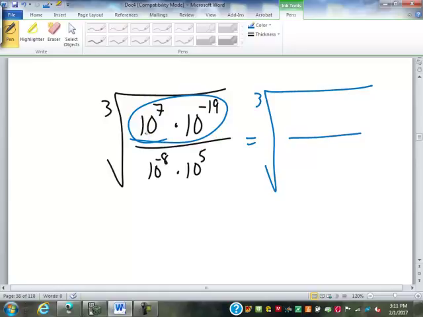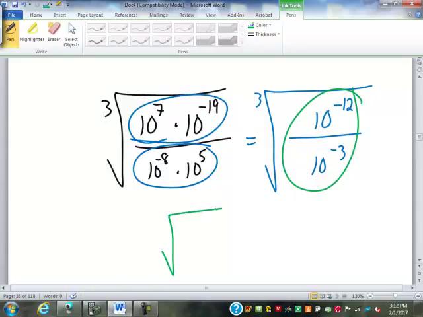Okay, guys, 10 to the 7th times 10 to the negative 19th is 10 to the negative 12. 10 to the negative 8th times 10 to the 5th is negative 3, good. Now dividing, 10 to the negative 12th divided by 10 to the negative 3rd. So that's negative 12 minus a negative 3, which is negative 9. 10 to the negative 9.